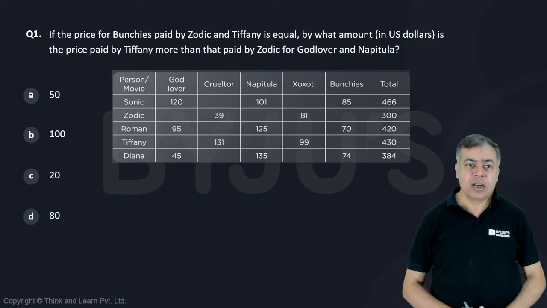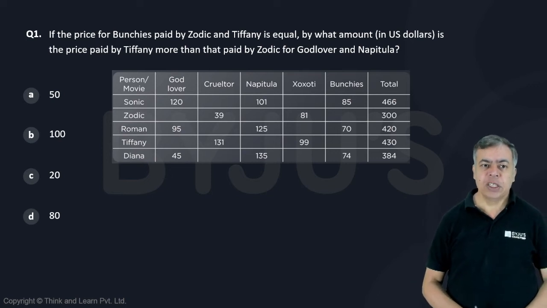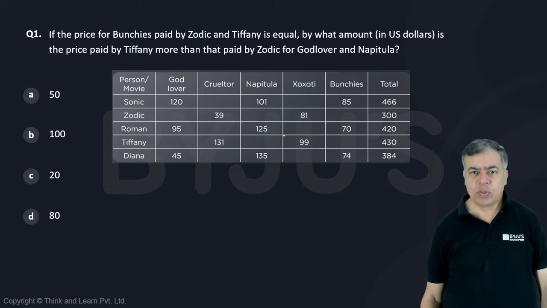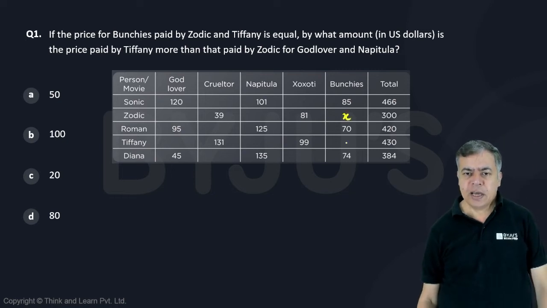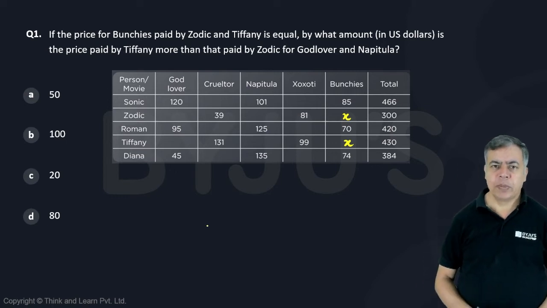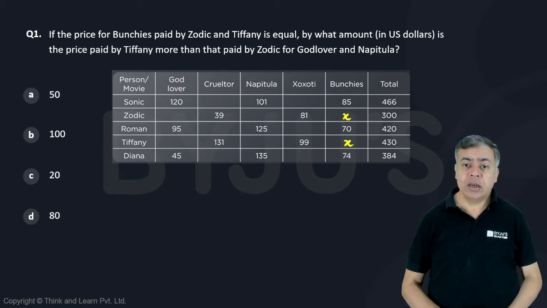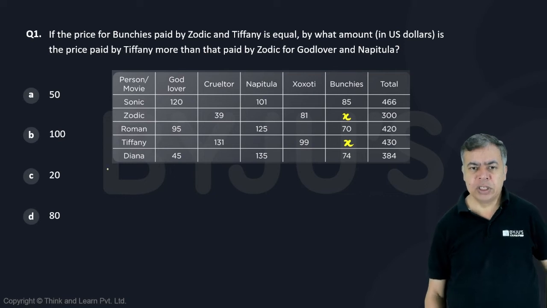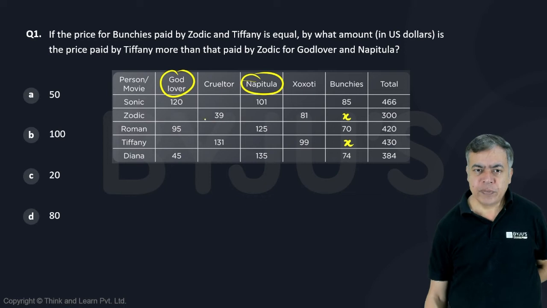Now here the question says, if the price for movie B, I will call it the movie B, paid by Z and T is equal, so they both are paying the same amount, by what amount is the price paid by T more than that paid by Z for movies G and N? So for movies G and N, the difference would be here.